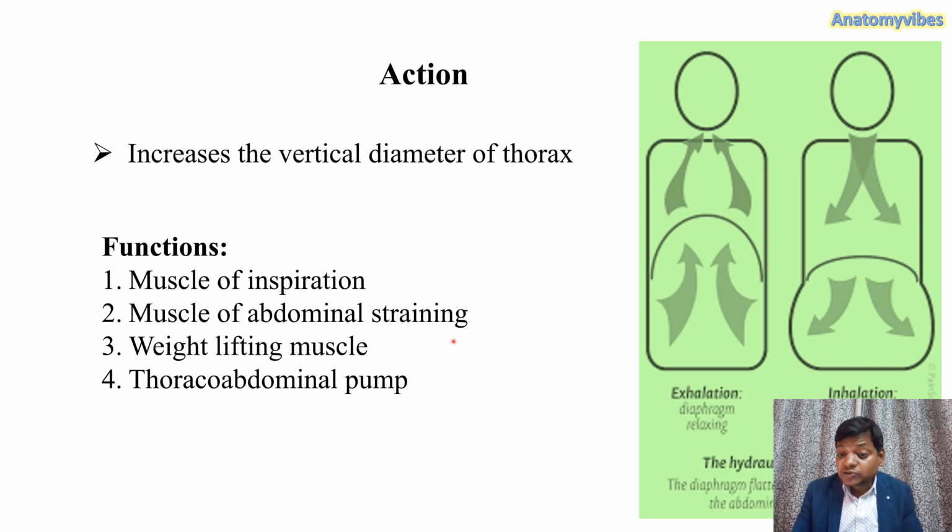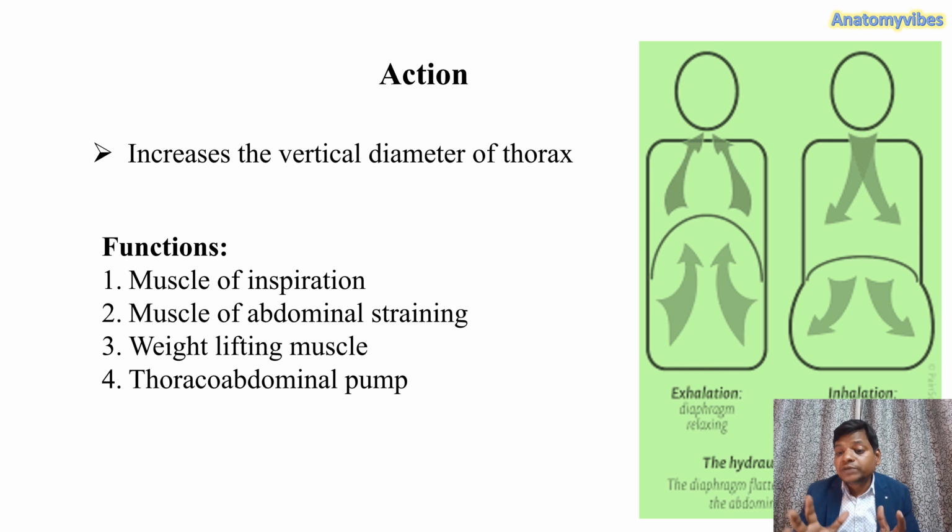It also acts as a weight lifting muscle. When it contracts, abdominal cavity pressure will increase. Due to the pressure, the vertebral column will straighten up, and if the glottis is closed, it will make a strength over the posterior abdominal wall that will be helpful for the weight lifter. So it acts as the weight lifting muscle.